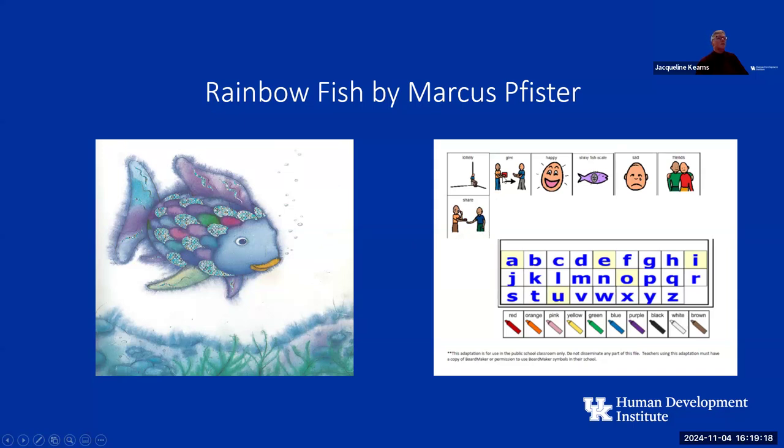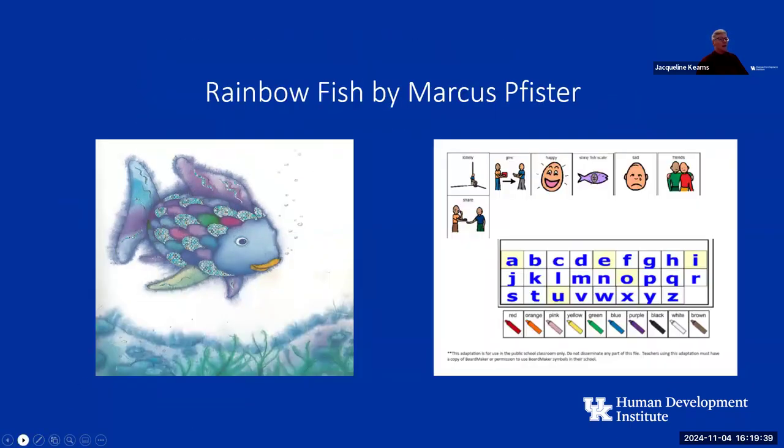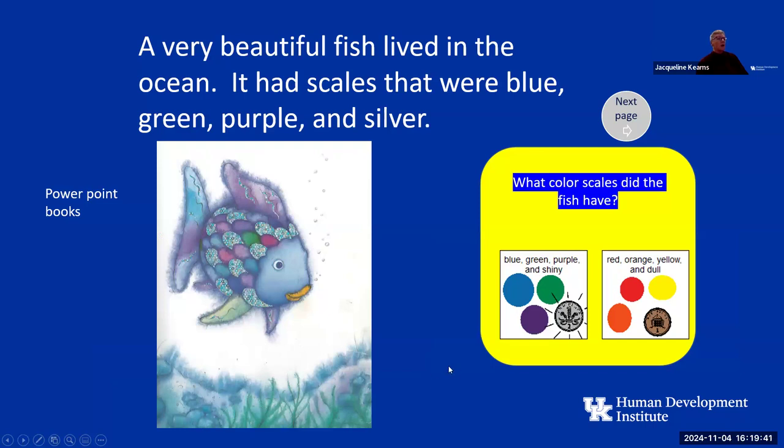And so you'll notice that we have a few words: lonely, give, happy, shiny, sad, friends, share. We also have the alphabet and the colors because we're talking about a rainbow fish. We also have a PowerPoint book that goes with it. The PowerPoint book is adapted. You have to have a copy of the book Rainbow Fish in order to use it.